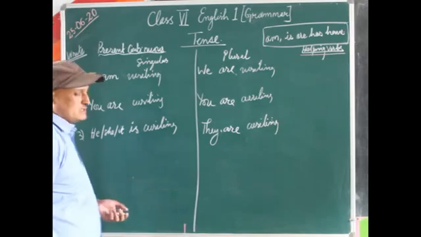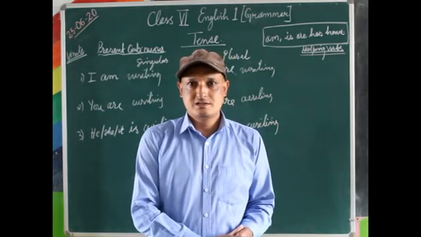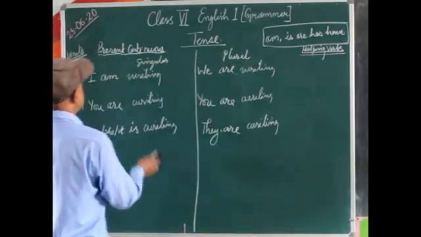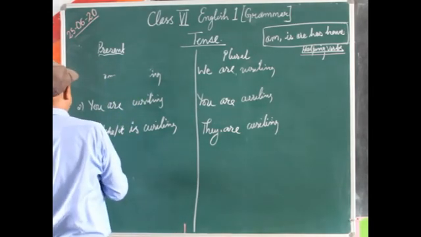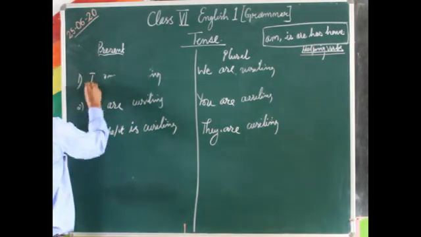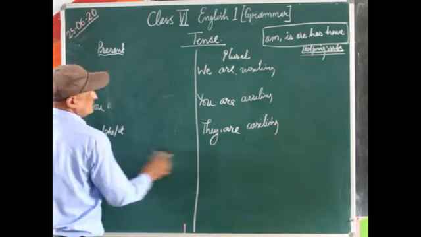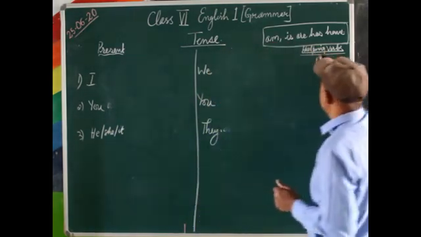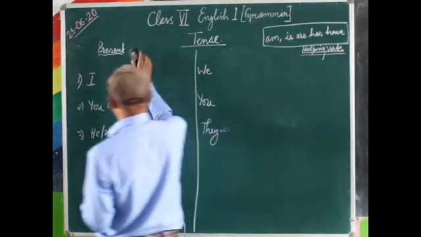And we have a sentence in the present continuous tense. Clear? Now let's move ahead to the next one. That will be the present perfect. So these are the helping verbs, okay? Let's take the present perfect.